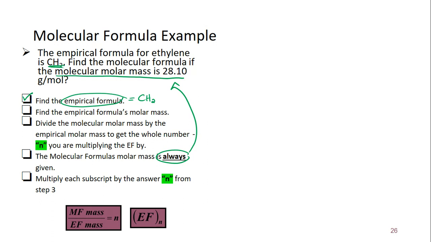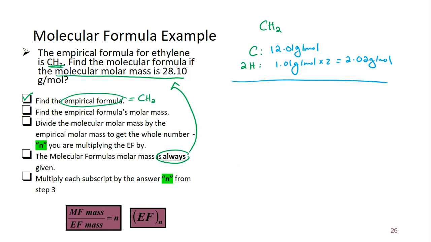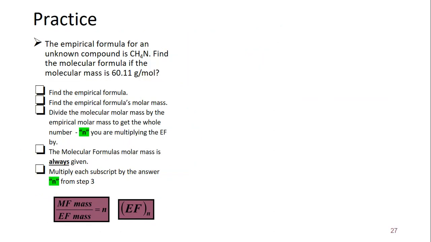Super easy, right? The empirical formula is CH2. So let's find the molar mass. It has one carbon and two hydrogens. So carbon's molar mass is 12.01 grams per mole, and then hydrogen's molar mass is 1.01, but since you have two of them, you just have to multiply it by 2. So 1.01 grams per mole times 2 gives you 2.02 grams per mole. So the empirical formula's molar mass is 14.03 grams per mole. Oops, sorry.